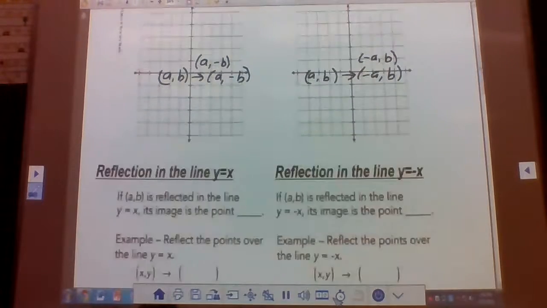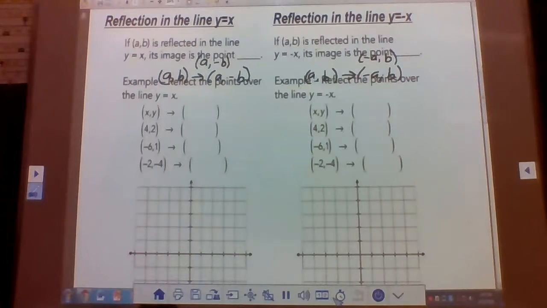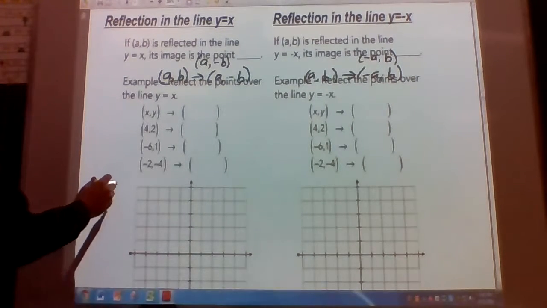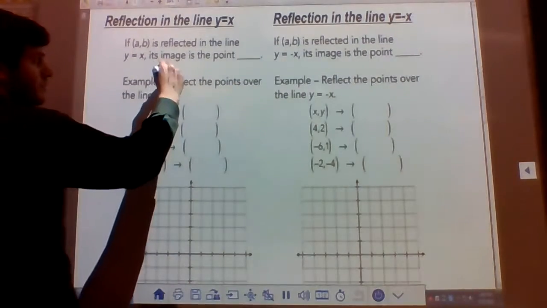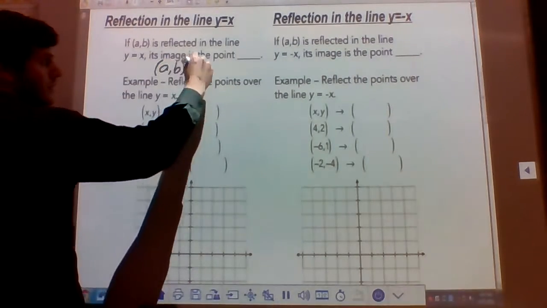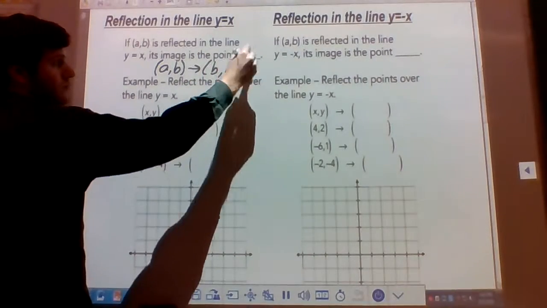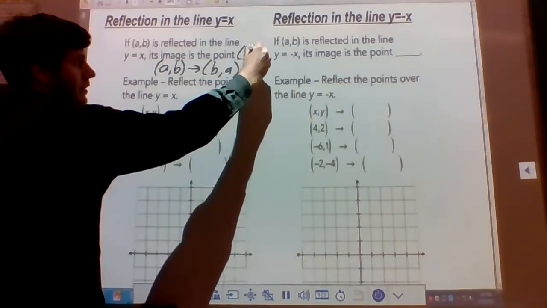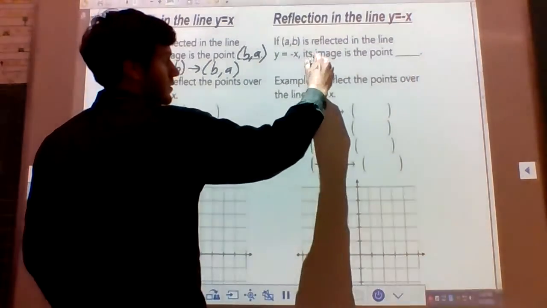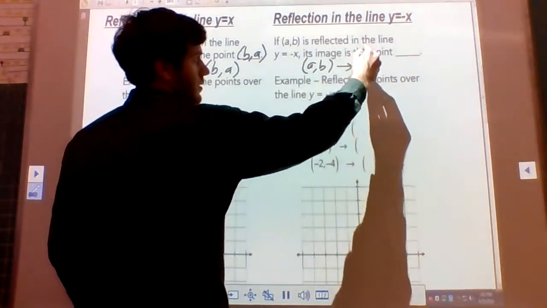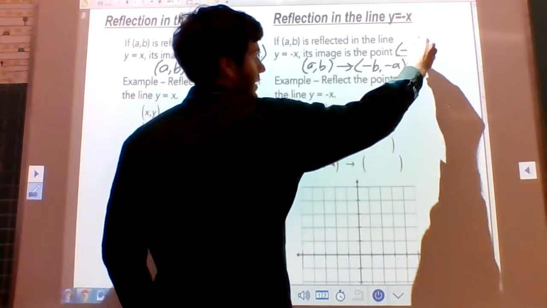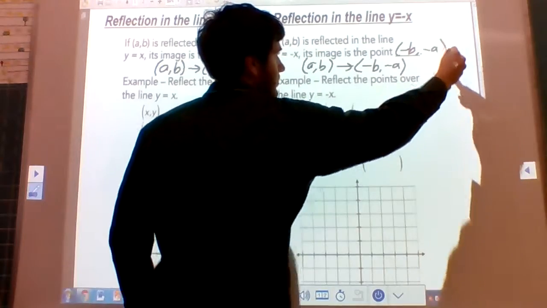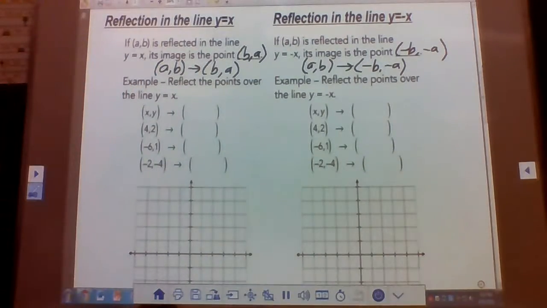The other two we have with rules are reflection across the line y equals x and reflection across the line y equals negative x. For this one, (A, B) is going to go to (B, A), so we're going to switch the two values. In this blank you should have (B, A), and over here (A, B) is going to go to (negative B, negative A). So this blank should be (negative B, negative A). But let's look at the practice examples here.